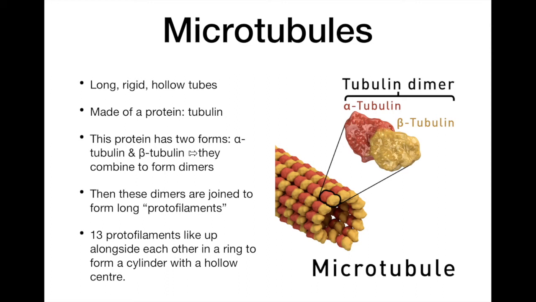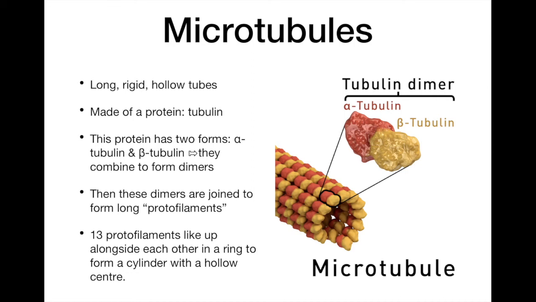Now, microtubules are made of a protein called tubulin. This protein has two forms, alpha tubulin and beta tubulin. Alpha and beta tubulin molecules combine to form dimers. This is the alpha tubulin, this is the beta tubulin. You see, they form this dimer. These dimers are then joined end to end to form long protofilaments. This is an example of polymerization.